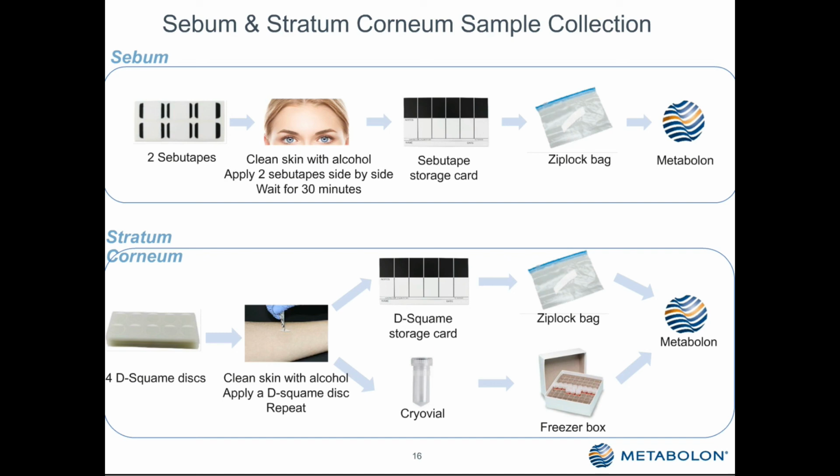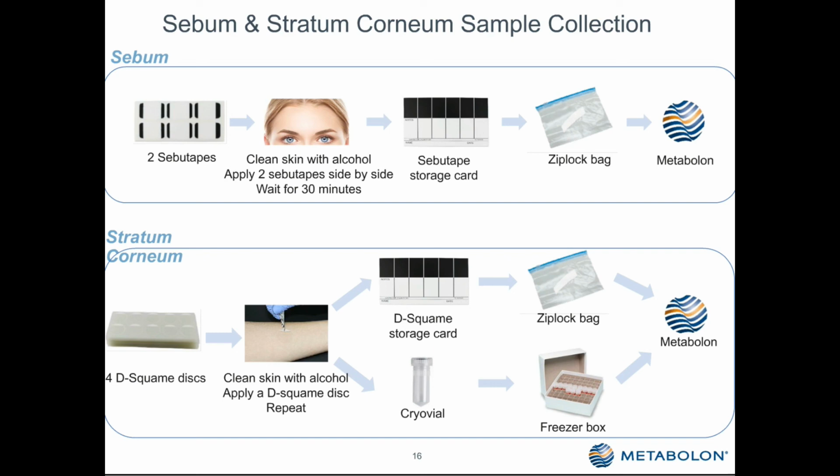And this is a nice way to save freezer space because you can stack the samples on top of each other. For the stratum corneum, similarly, we use a D-Squame disc. Instead of putting the tape side by side like the way you would do with the sebum tape, what you do is you put one tape down, peel it off, put another tape down, peel it off, and repeat it 4 times. And the tapes can be stored in the storage cards. And some investigators also found it very convenient just to put the tapes in cryovials and ship those in a freezer box. Either way will work.